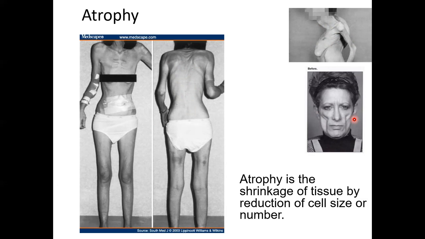The rule of atrophy is if you don't use it, you lose it. Don't use the muscles, they atrophy. Don't use the bones, they atrophy. Don't feed the muscles or the bones, they atrophy. If you don't use it, you lose it. Any tissue. And in Alzheimer's disease, we see atrophy of the brain. And in chronic users of anabolic steroids, we see testicular atrophy. Any tissue can atrophy.